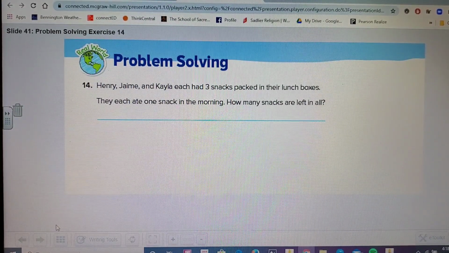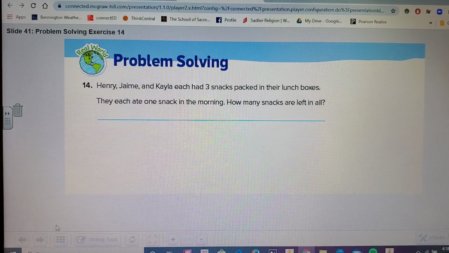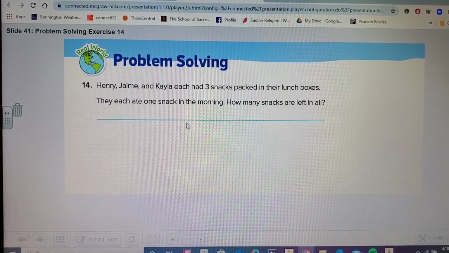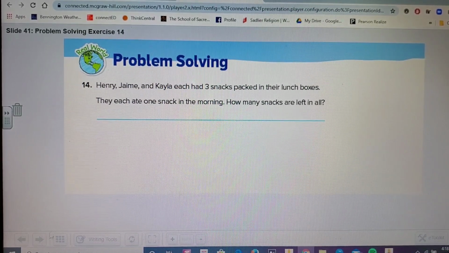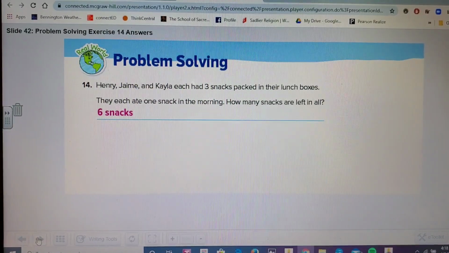Henry, Jamie, and Kayla each had 3 snacks packed in their lunch boxes. They each ate 1 snack in the morning. How many snacks are left in all? Well, how many people do you have? 1, 2, 3. So 3 people times how many snacks? Well, they started with 3 and they ate 1. So they each have 2 snacks left. So 3 times 2 would equal 6 snacks are left.